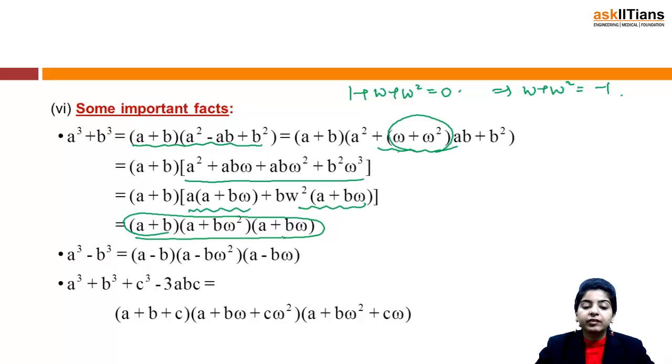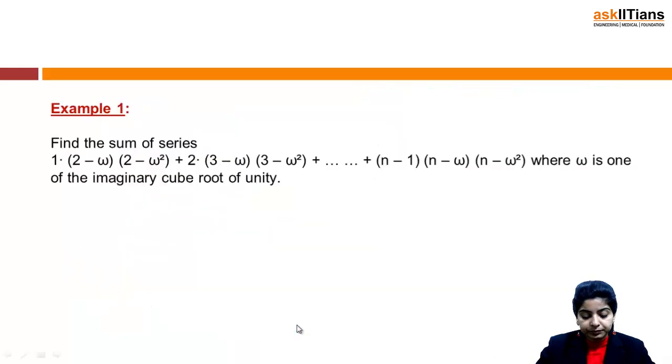Similarly, a cube minus b cube can be written as a minus b into a minus b omega square into a minus b omega. And a cube plus b cube plus c cube minus 3abc is equal to a plus b plus c into a plus b omega plus c omega square into a plus b omega square plus c omega. This is how you can write these formulae in terms of 1, omega, omega square.